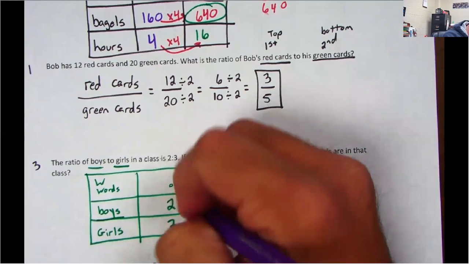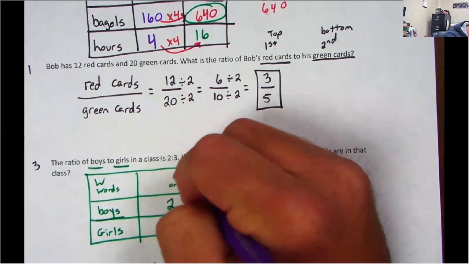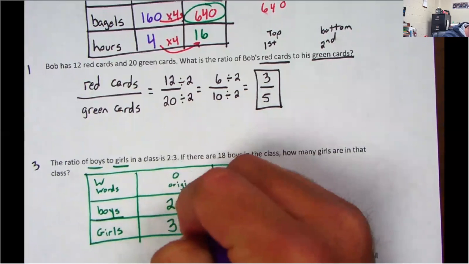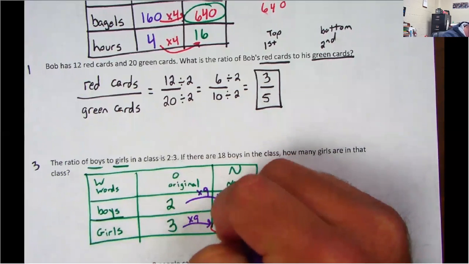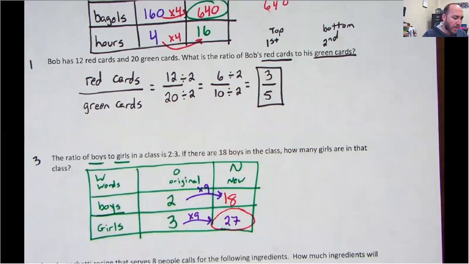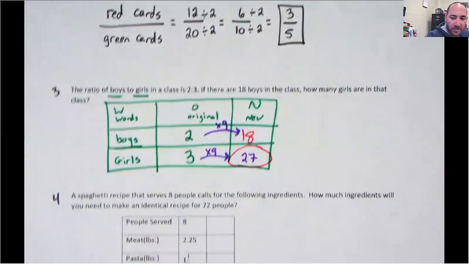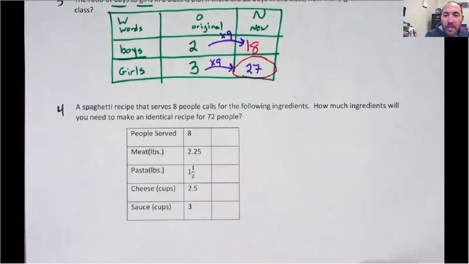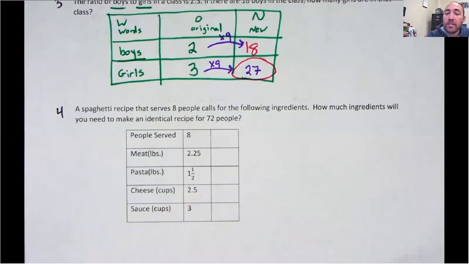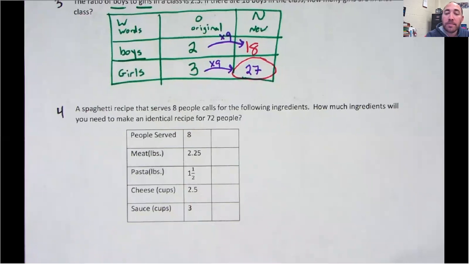Well, guys, to go from 2 to 18, didn't you have to multiply by 9? So 3 times 9 is 27. There would be 27 girls in that class. Not too bad. All right, now there's the last one. A spaghetti recipe that serves 8 people calls for the following ingredients. Here's all the ingredients. How much of each ingredient will you need to make an identical recipe for 72 people?